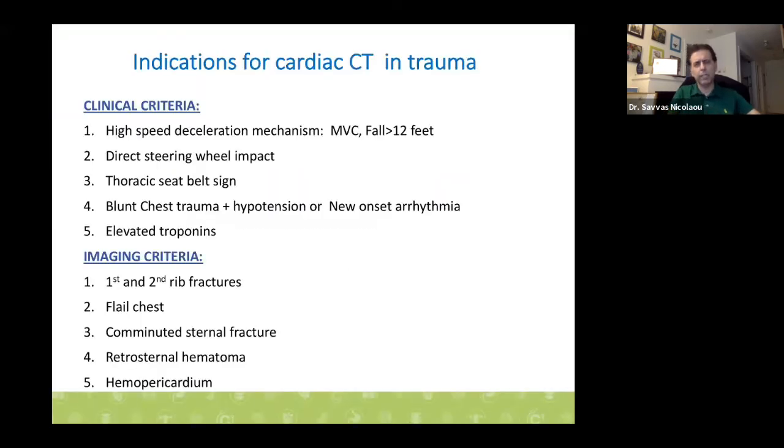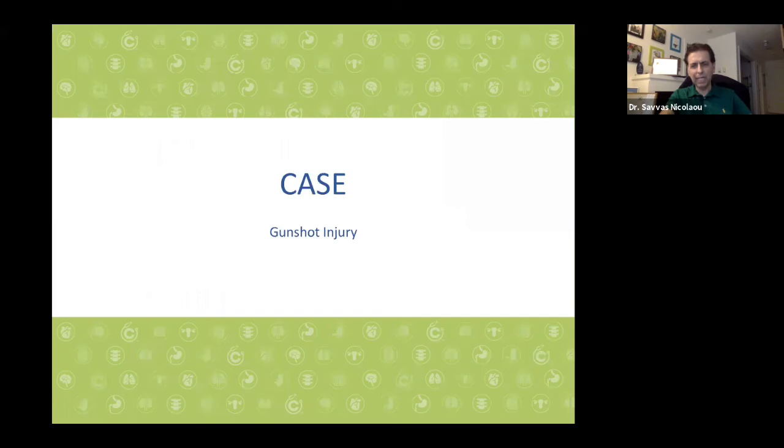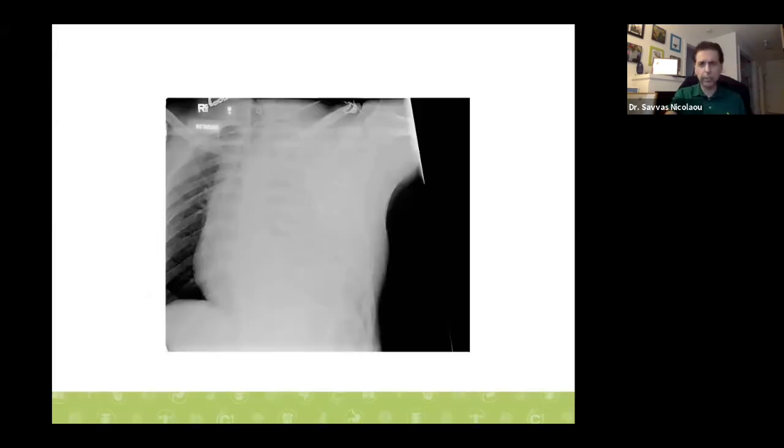Traumatic emergencies: indication for cardiac CT in trauma. We have clinical criteria and imaging criteria: high-speed deceleration mechanisms, direct steering wheel impact, thoracic seatbelt sign, blunt chest trauma, elevated troponins, fractured ribs, flail chest, common sternal fractures, retrosternal hematomas, and a hemopericardium. Gunshot injury. Why is this important?